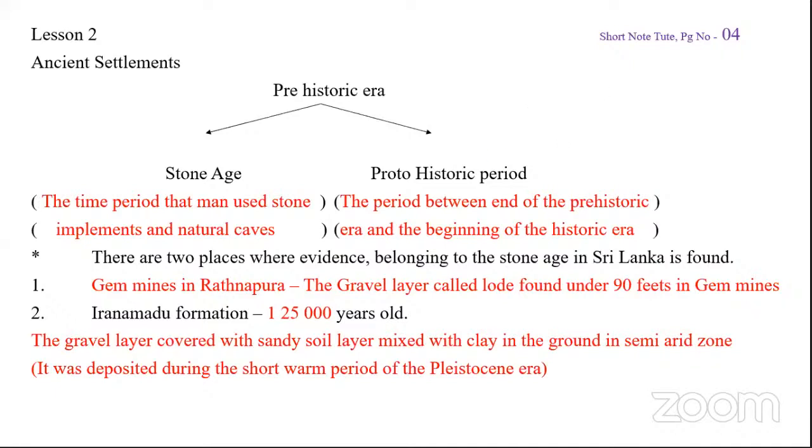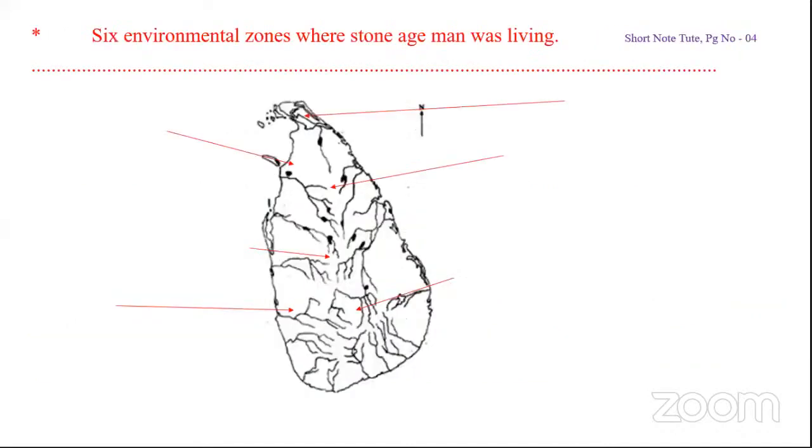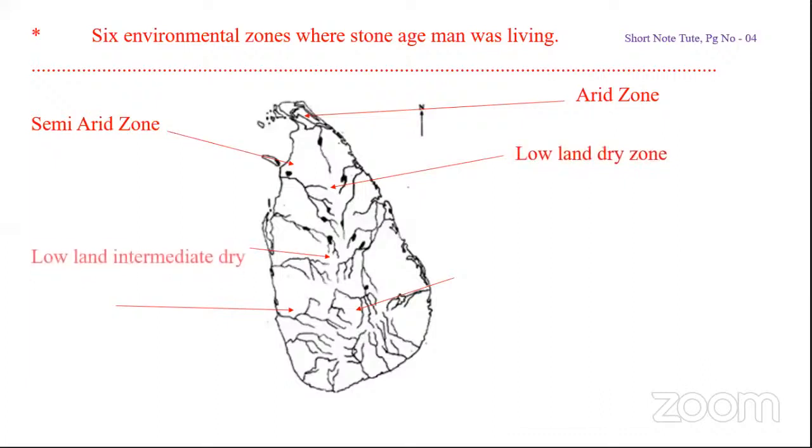Now these people were living in 6 environmental zones. So what are these 6 environmental zones that these people were living in? Now we'll see the first one, the arid zone. The arid zone means the zone or area where they have to use water carefully. So that is the arid zone. The second zone is the semi-arid zone. We know that in Sri Lanka we have two semi-arid zones, one in Mannar and the other in Hambantota. And then the lowland dry zone. Then the lowland intermediate dry zone.